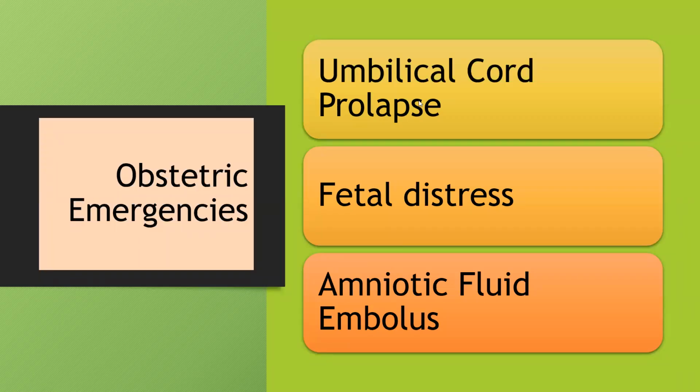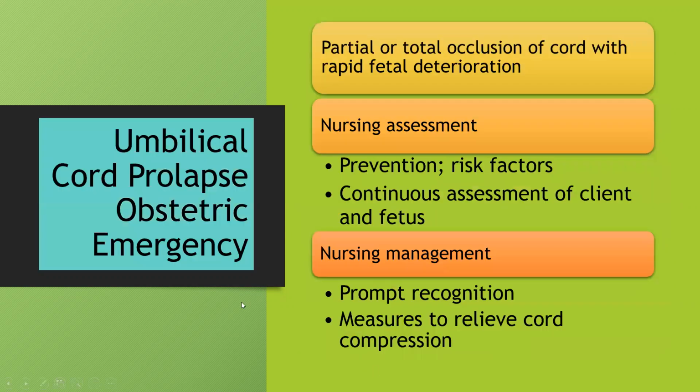So continuing on to some of our other obstetric emergencies, we have prolapse, fetal distress, and AFE, amniotic fluid embolus. So with the umbilical cord prolapse, this is when part or all of the cord comes down below the baby before the baby comes out. The key here is we need prompt recognition and then measures to relieve this cord compression.